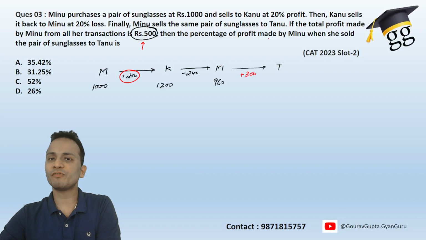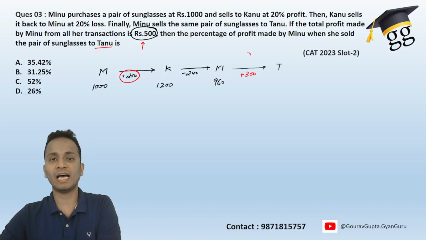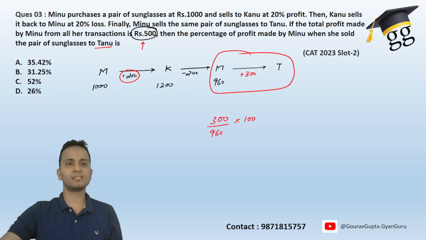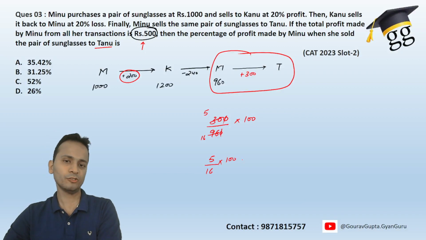Then the percentage profit made by Minu when she sold the pair of sunglasses to Tanu. So we'll have to find out the percentage profit in this transaction. It will be 300, the profit, divided by 960, multiplied by 100. So calculate the answer. Okay, so 960. So let's cancel a little. 0 is cancelled. Then 5 and 16. So 5 divided by 16 into 100. This will be your answer.